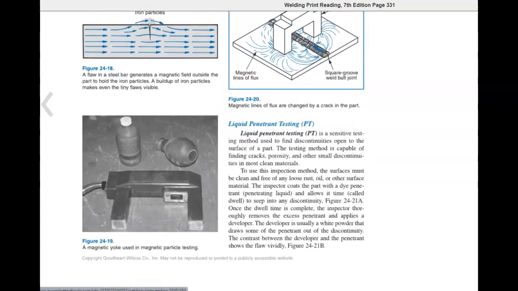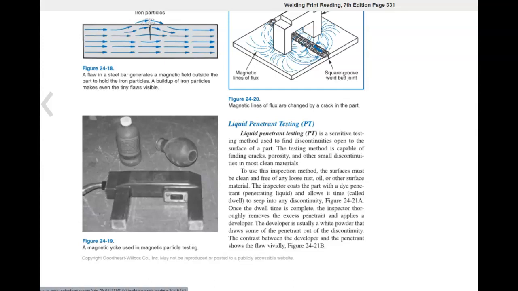Liquid penetrant testing. Liquid penetrant testing is a sensitive testing method used to find discontinuities open to the surface of the part. The testing method is capable of finding cracks, porosity, and other small discontinuities in most cleaning materials. To use this inspection method, the surface must be clean and free of any loose rust, oil, or other surface material. The inspector coats the part with a dye penetrant or penetrating liquid and allows it time, called dwell, to seep into any discontinuities. Figure 24-21A.